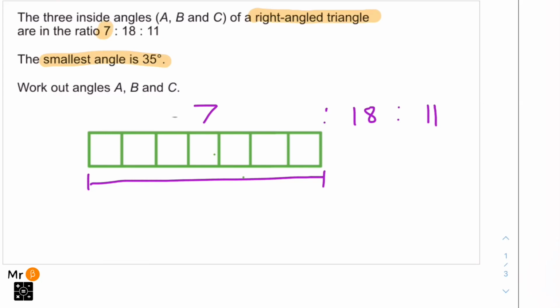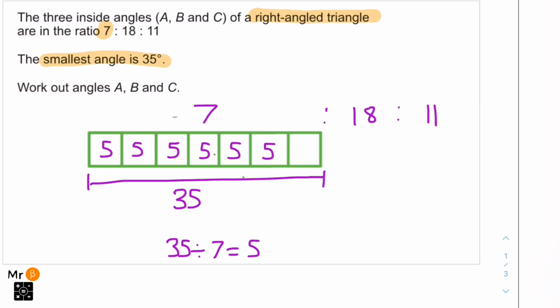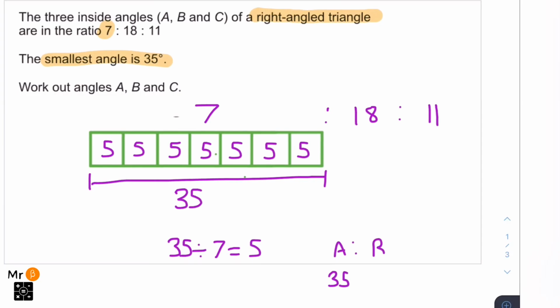We are only looking at the smallest ratio. So I know that 35 must be equal to these 7 boxes. So therefore, if we work out 35 divided by 7, that will tell us what goes in each box. So now I know that angle A is 35. Angle B, well, it would have 18 boxes, each with 5 in. So 18 times 5 is 90.